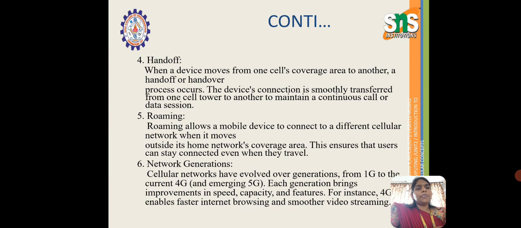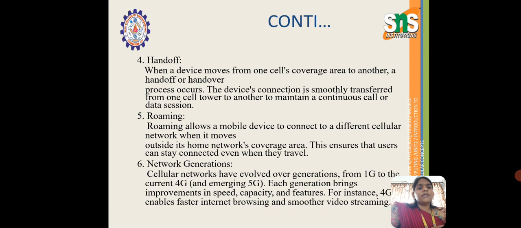Next is your handoff. Handover occurs when a mobile device moves from one cell coverage area to another. So the network must seamlessly transfer the device connection from the old cell to the new cell. And also next is your roaming. Roaming allows the mobile to connect to different cellular networks when it moves outside its home network coverage area. It ensures that the user can stay connected even when they travel.